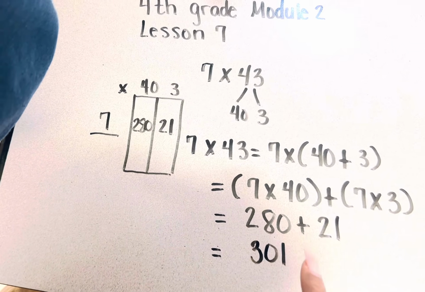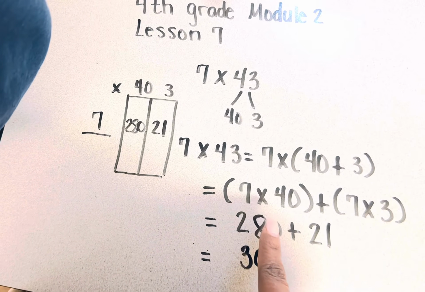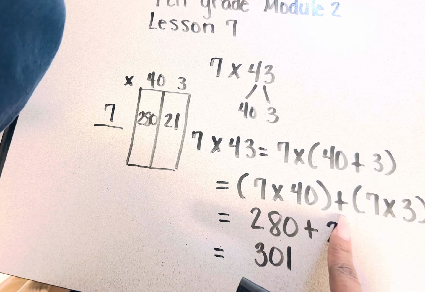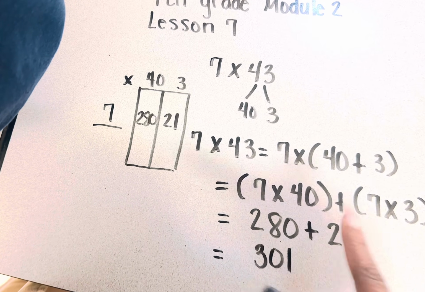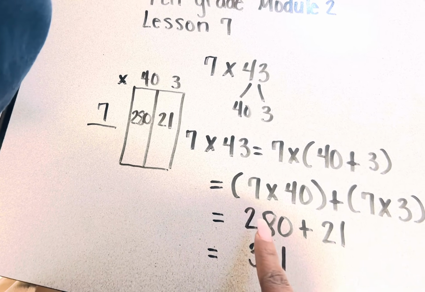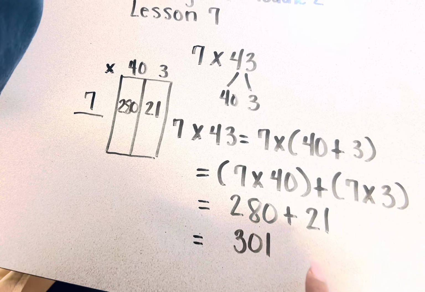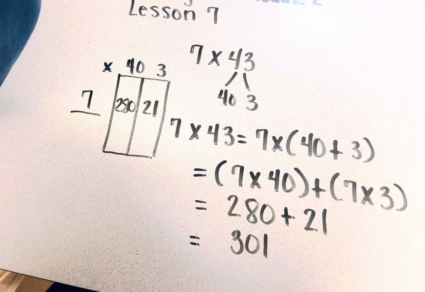Now, the reason we do what's in the parentheses first is because my parentheses tells me I have to multiply first before I add. And that is why it is called distributive property, because we are distributing the factor to the tens and the ones. So I know it's a lot of different steps to take.